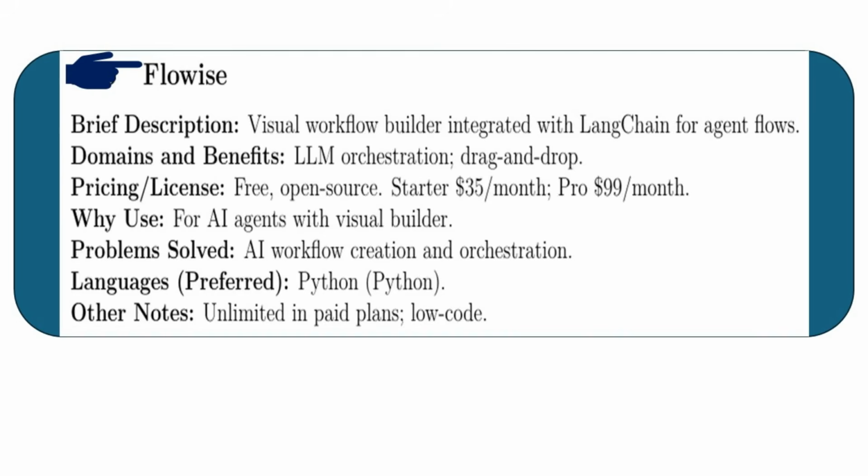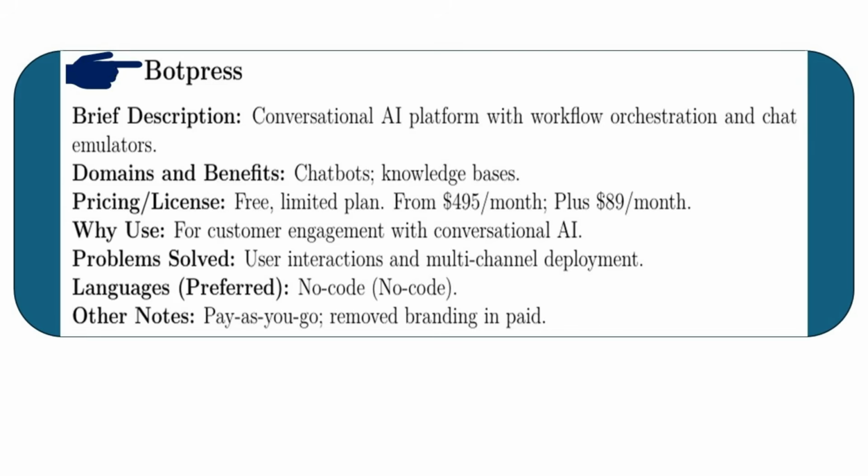Flowise: visual workflow builder integrated with LangChain for agent flows. LLM orchestration is the domain area, and the benefit is drag and drop. It is free to use and open source. Starter is $35 per month, and Pro is $99 per month. Generally for AI agents with visual builders, to solve AI workflow creation and orchestration. Preferred language is Python. There is unlimited in paid plans, and it is generally low code.